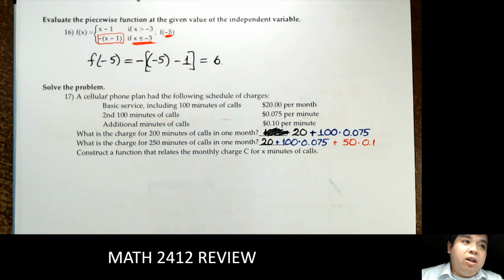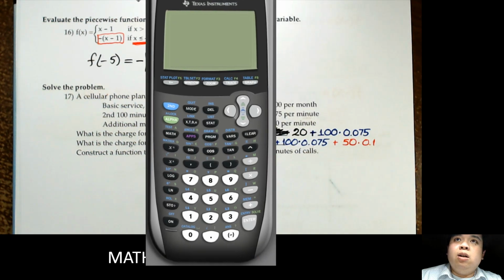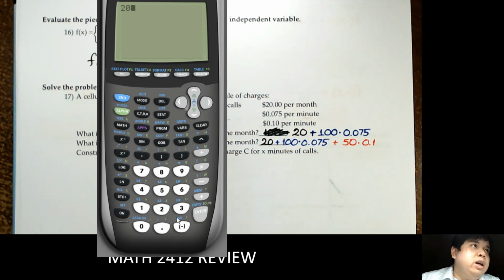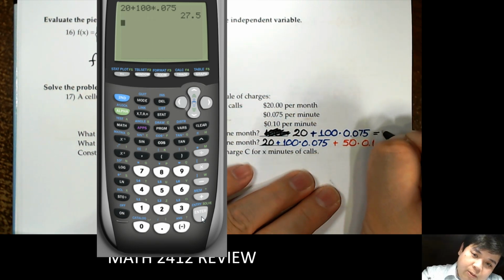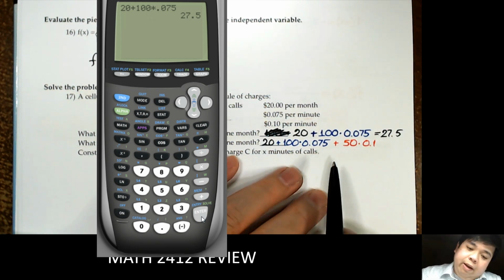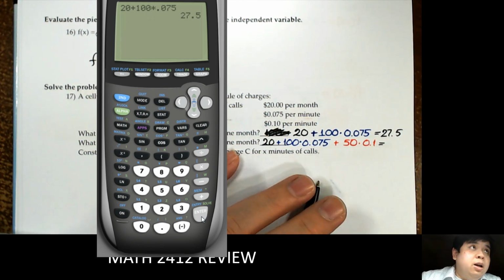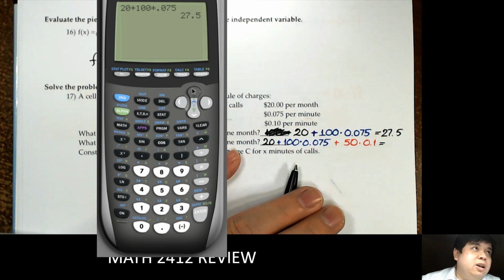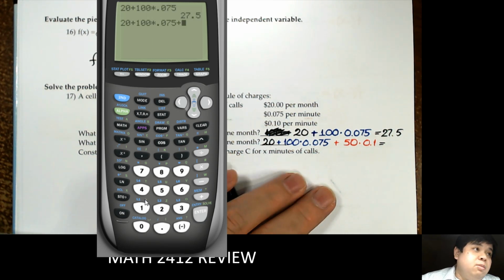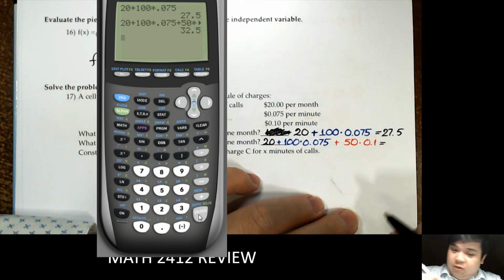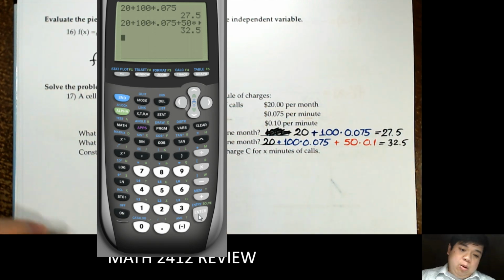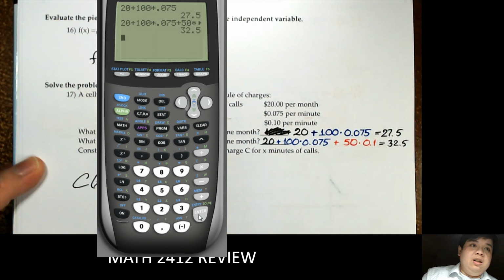Right, let's use the calculator here and get those numbers. 20 plus 100 times 0.75, that's 27.5. And if we have that plus 50 minutes at 10 cents a minute, it'll be 32.5. Now we construct the function as a function of minute. Let's put the calculator away.